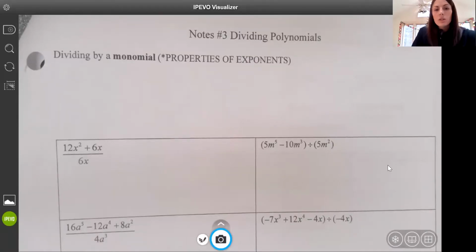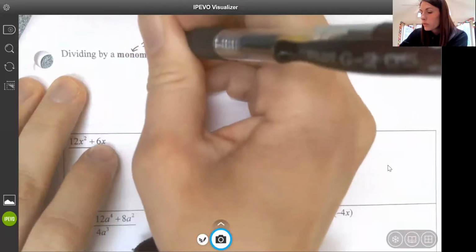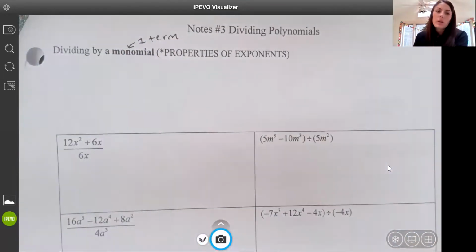Today we're going to be talking about dividing polynomials, and we're going to look at two different cases that we might encounter. So one is dividing by a monomial, meaning by a single term, or by one term. And when we're only dividing by a monomial, we really just want to fall back into properties of exponents.